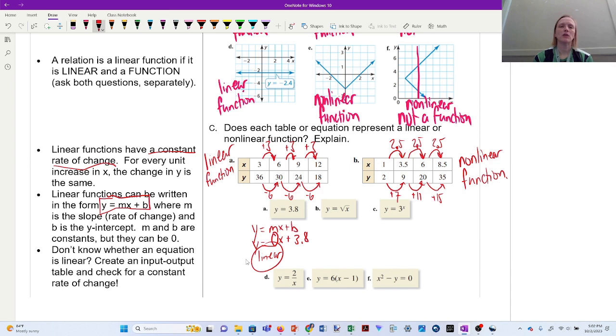This example here, there's a square root. There's nothing about my y equals mx plus b that has a square root in it, so this is nonlinear. Similarly, this has an exponent in it, with x being the exponent, and there's nothing in my y equals mx plus b that's raised to the x power. So there's nothing I can do to this equation to make it look like that equation. So this is also nonlinear.